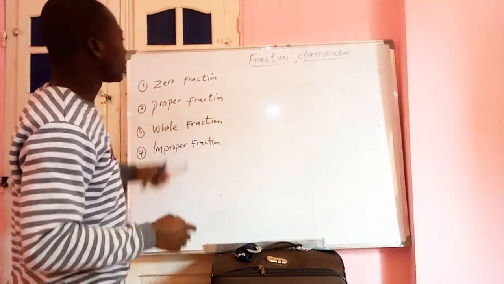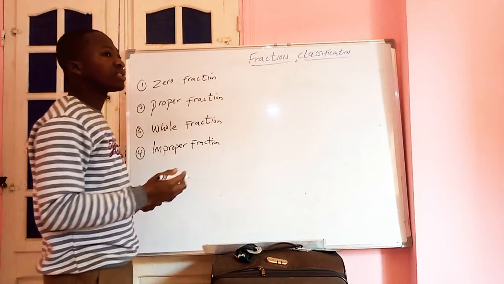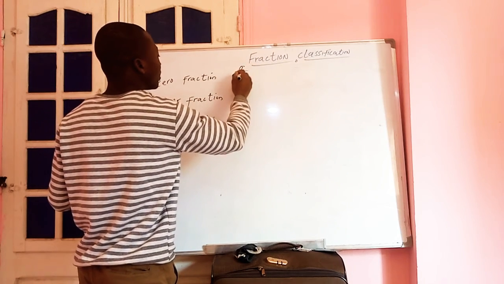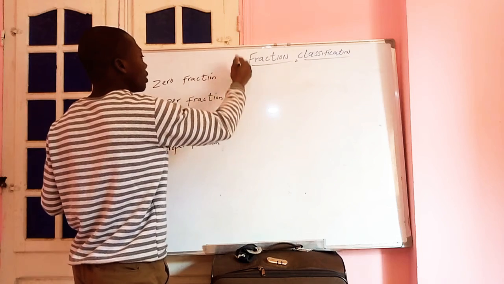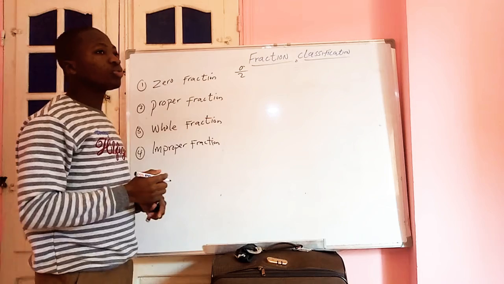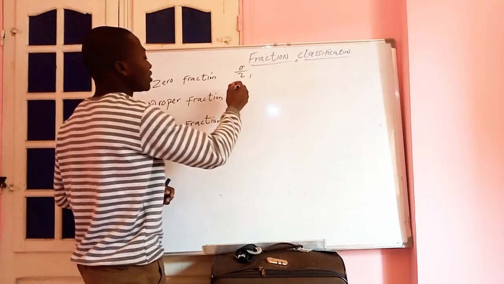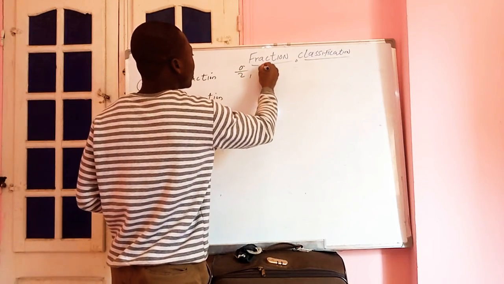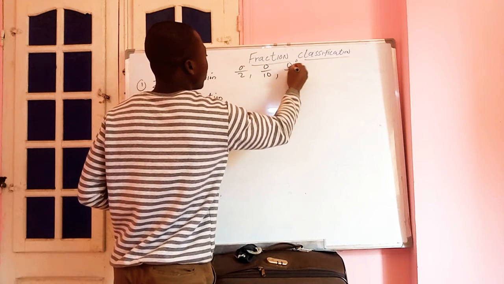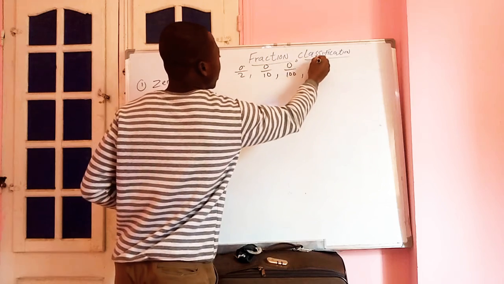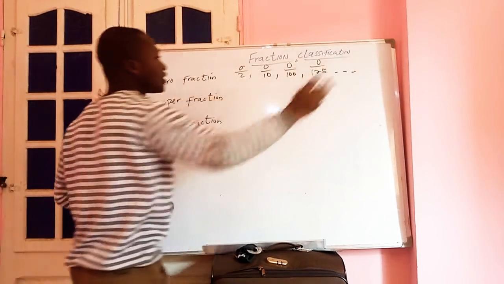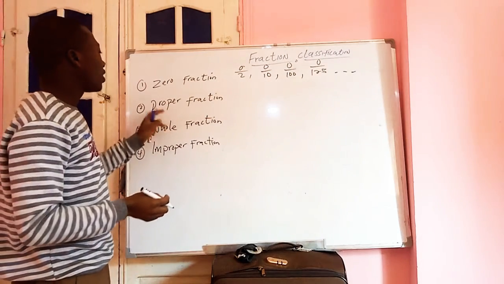The zero fraction. What's the meaning of zero fraction? It is any fraction that has zero as the number on top. For example, 0 over 2 is a zero fraction. 0 over 10 is a zero fraction. 0 over 100 is a zero fraction. 0 over 125, anything over like that, is a zero fraction.